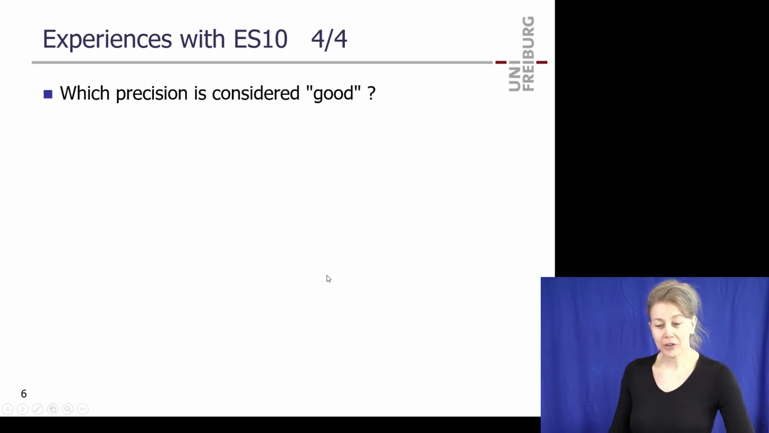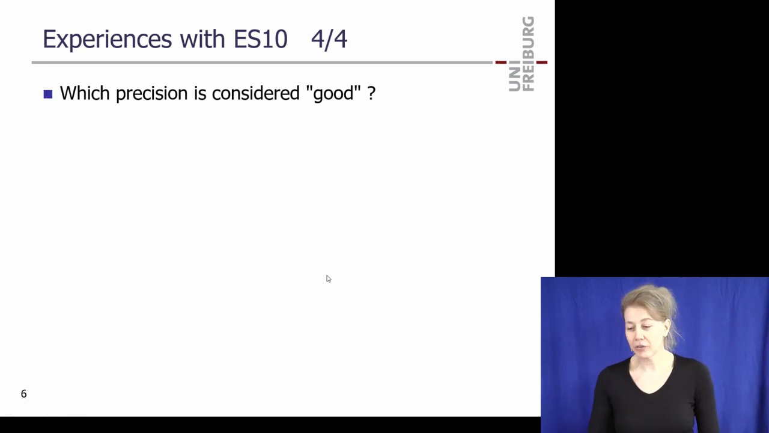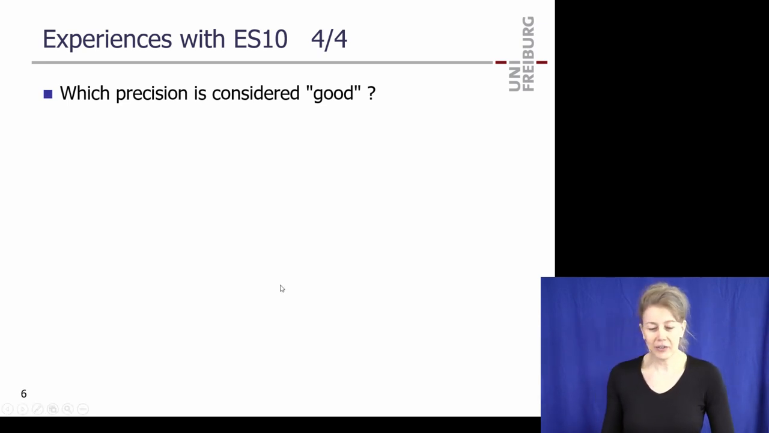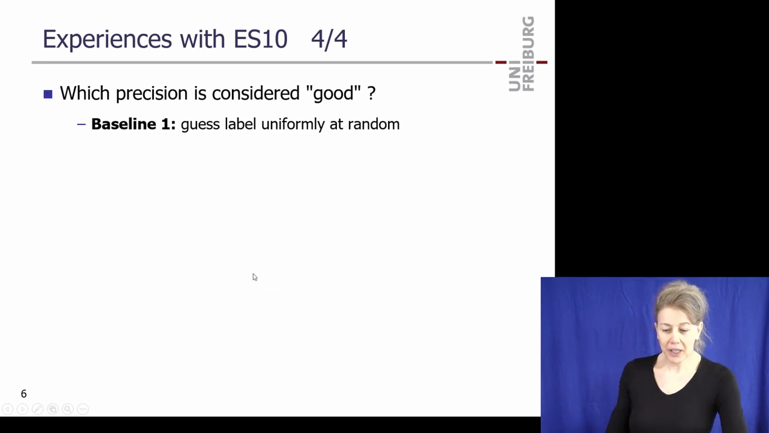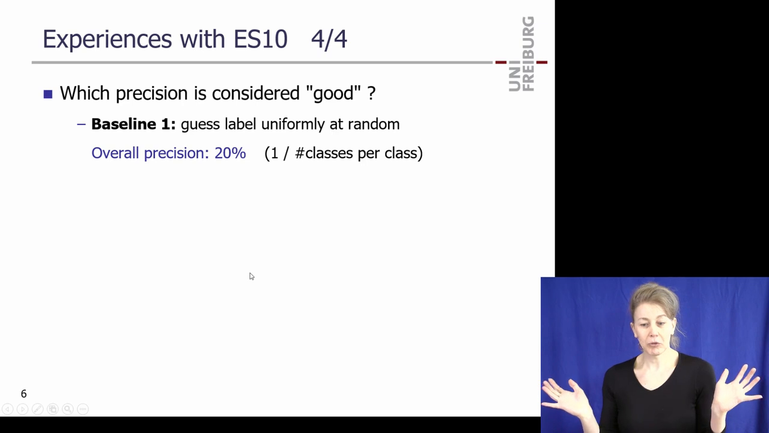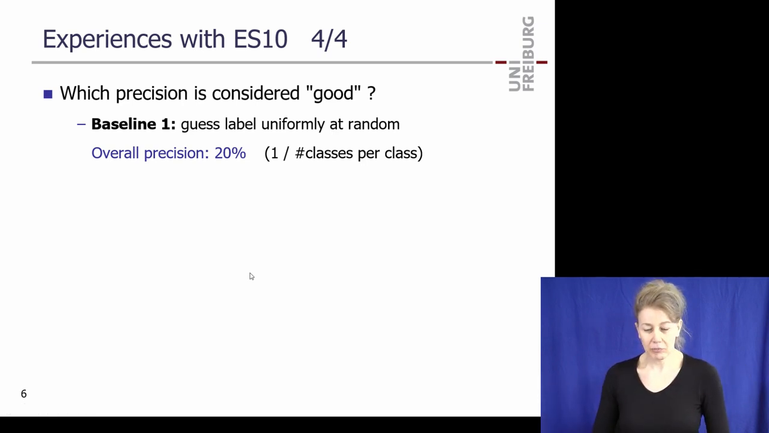Which precision is considered good? Just one more slide for understanding the results. So one baseline is you just guess uniformly at random. So I just guess without looking at the words. Then what do you get?